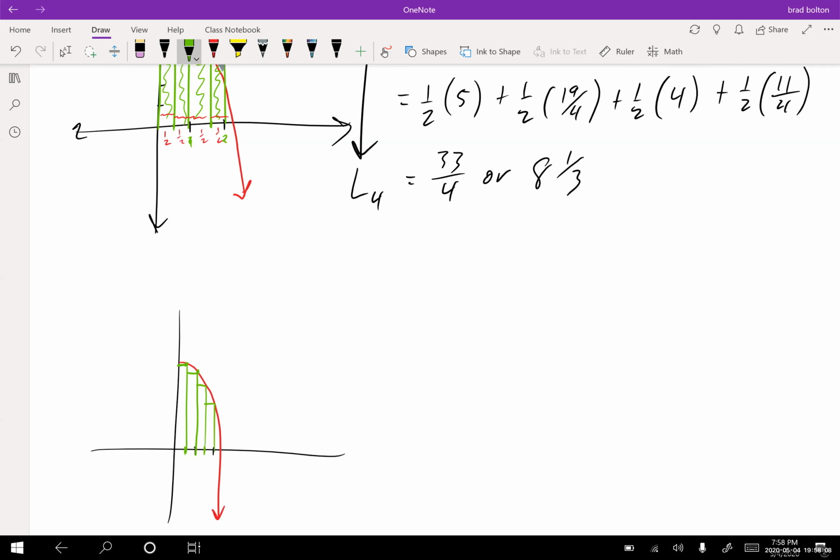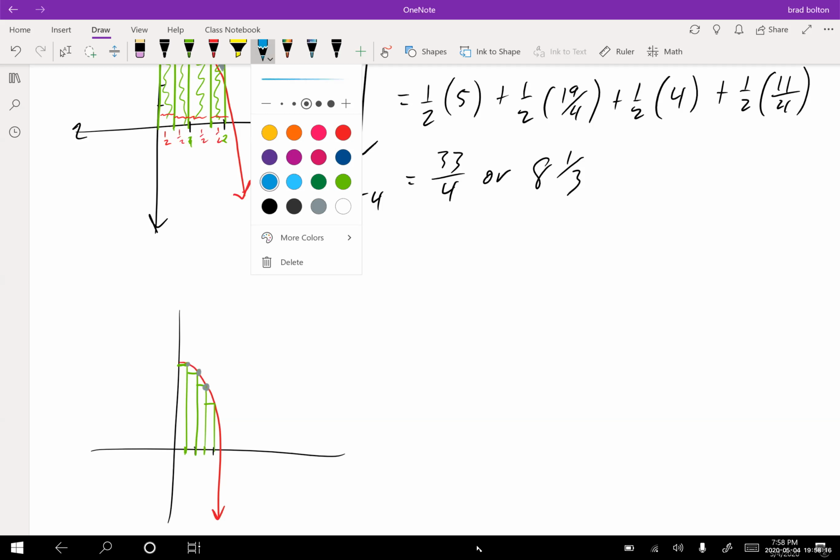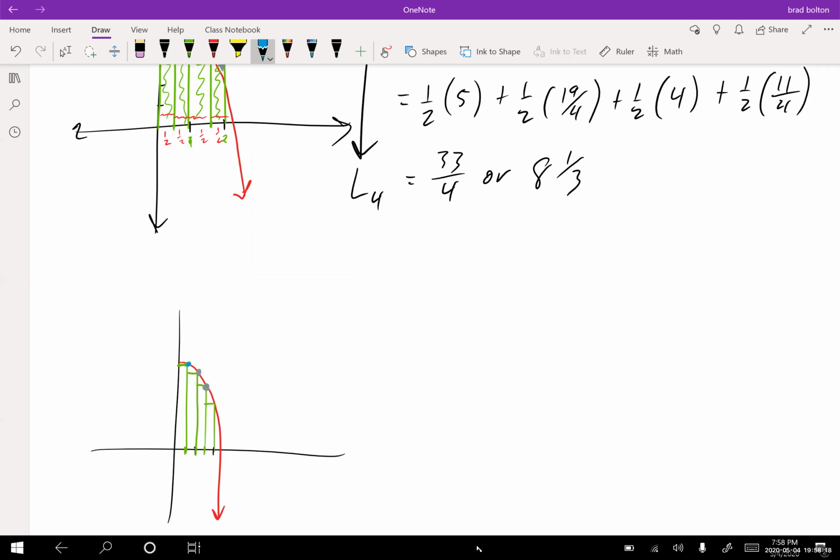So this time, these little gray intersections right here that I drew, maybe I should do blue. These little intersections right here, these all intersect with the right endpoint of the rectangle and the parabola. So now I'm going to do R4.